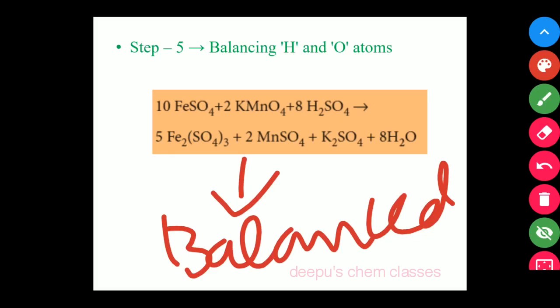In the next step, other than hydrogen and oxygen, we have to balance the remaining elements present in the equation. Then in the next step, we balance the hydrogen atoms. After balancing all the elements, oxygen gets automatically balanced. So that's all about the oxidation number method.